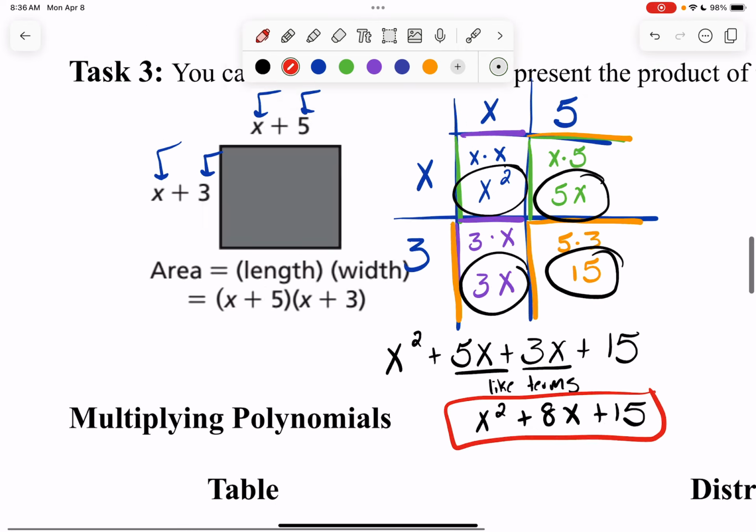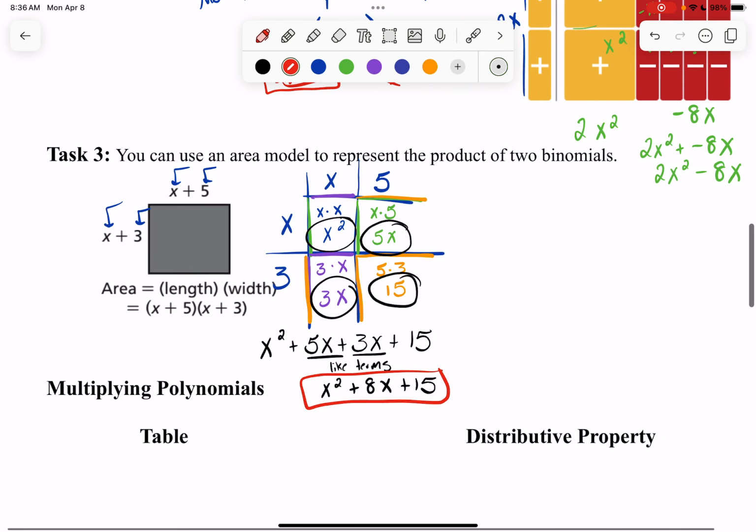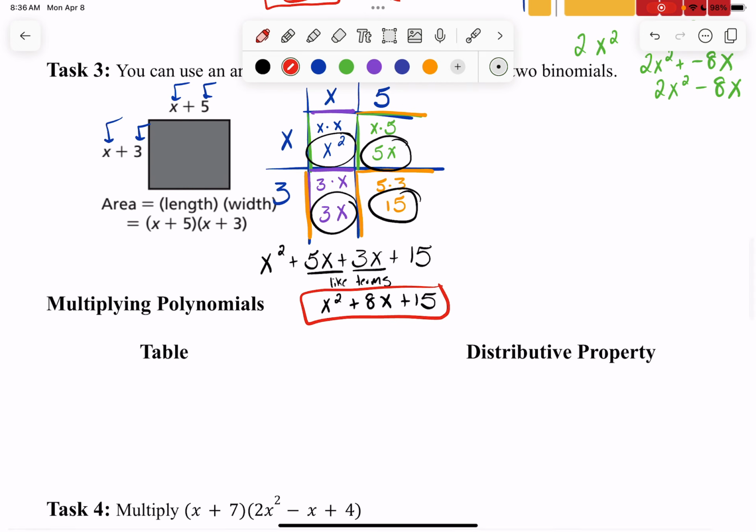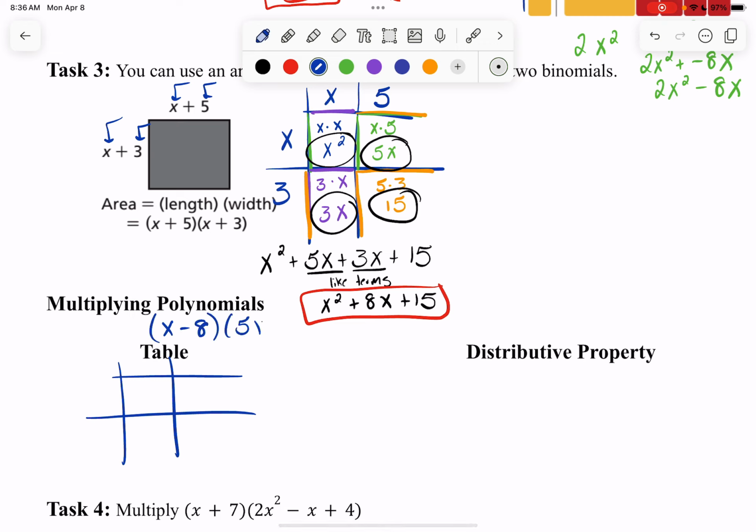And that's using that area model, which we can even shorthand further and do as a table. Basically, we're going to do it as a table to multiply. So let's go ahead and multiply another one, and I'm going to show it two different ways. We're multiplying x minus 8 times 5x plus 3.